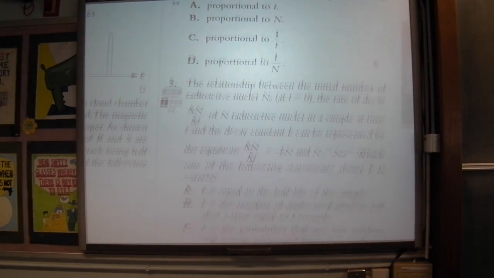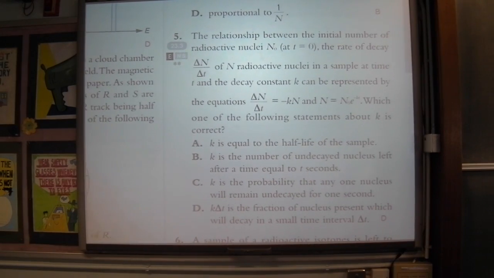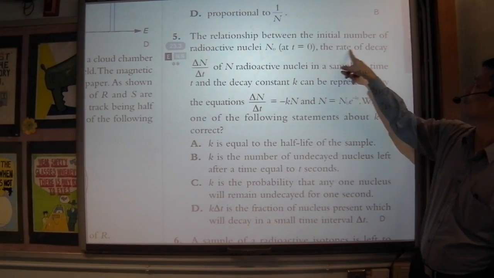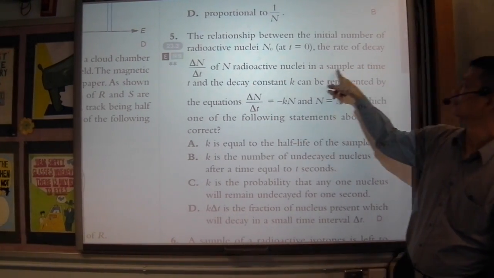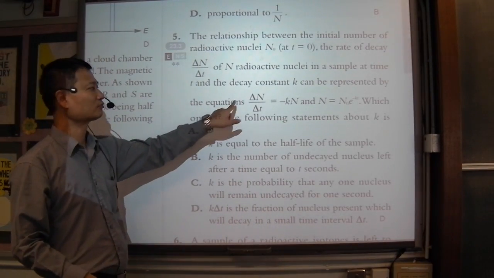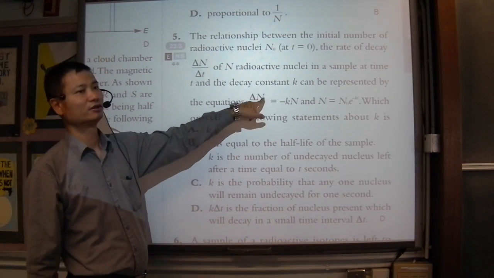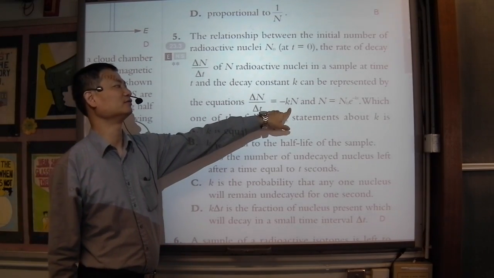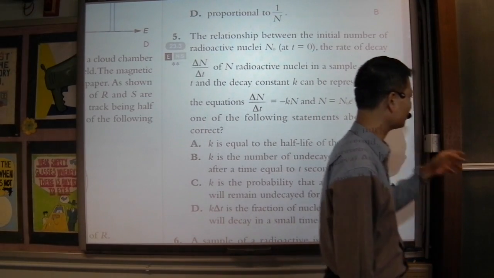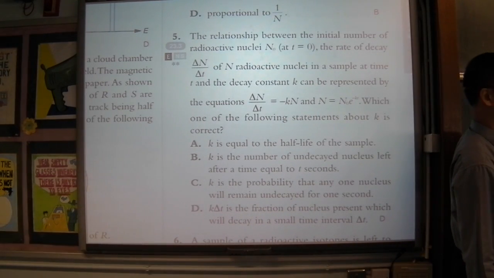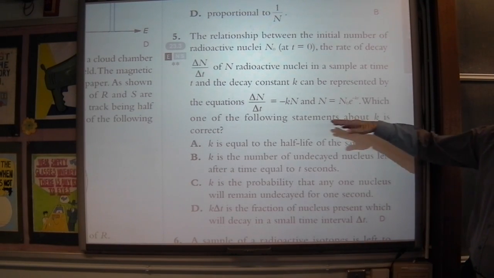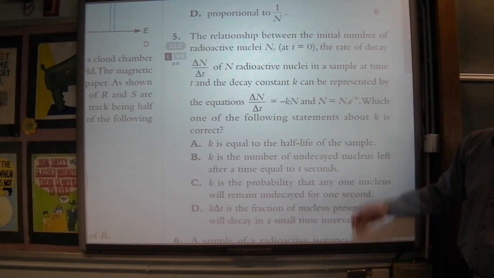Next one. The relationship between initial number of radioactive nuclei and the rate of decay, and so on. Well, it just gives you the equation. Delta N over delta T equals minus kN, and then N equals N naught e to the power minus kt. So this one I already wrote on the background. Now, which one of the following statements about k is correct?